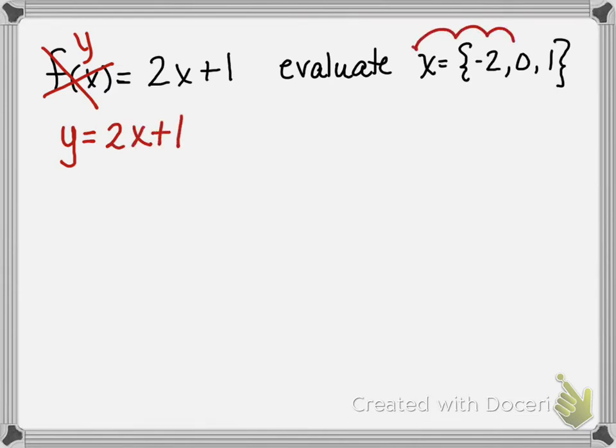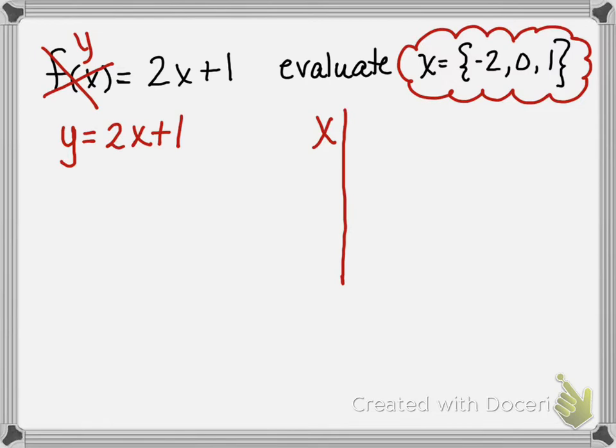This over here, this is saying that's the numbers I want. So if I were to make a table, these are my x values, -2, 0, and 1. Can you fill out that table for me? All right, I'm going to fill it in. Show me your boards when you get it.